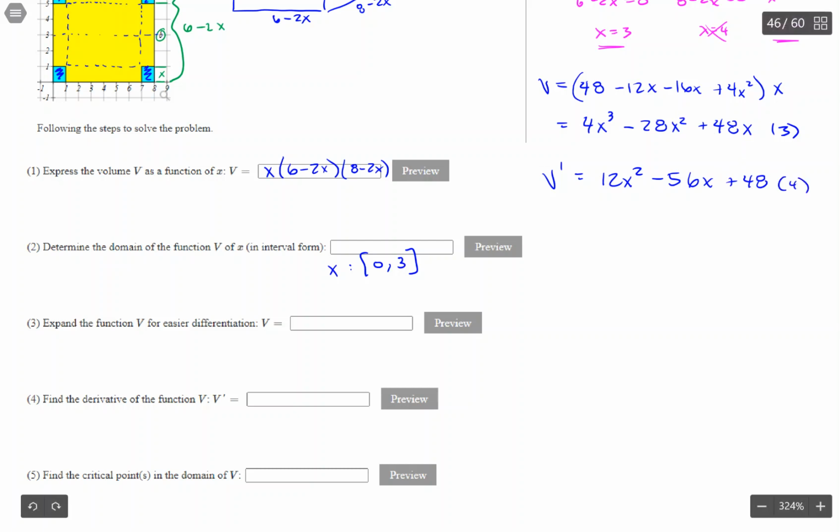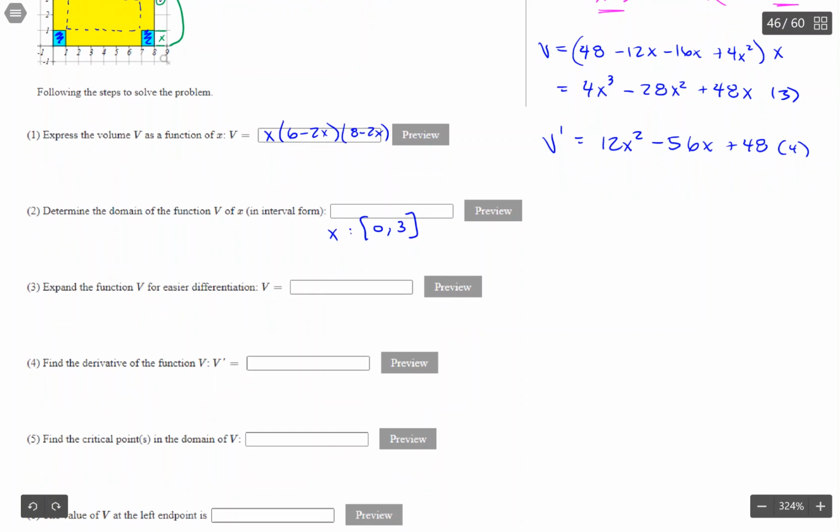So they're really just walking you through the steps of this process. And there's not really a bunch of questions here. It's just walking you through the stages of the same question. Find the critical points in the domain of V.